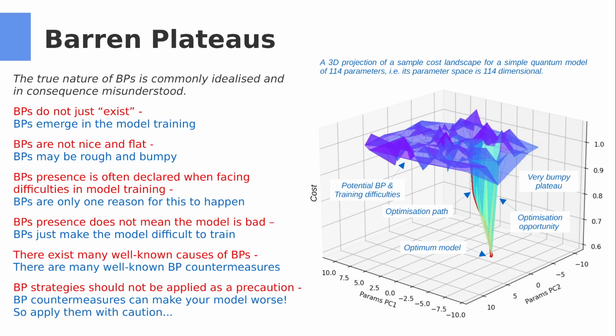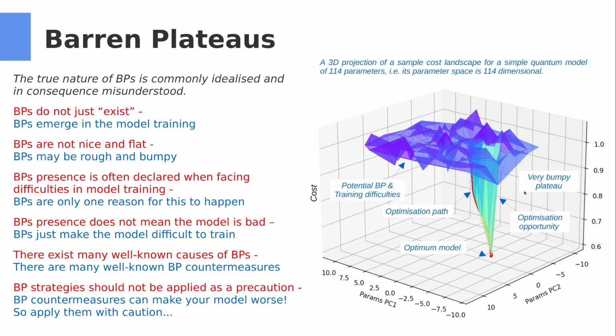and that plateau is not always nice and flat and smooth. It could be initially bumpy. As the size of the model grows, that plateau may get smoother and more difficult to deal with. Just a few comments about the nature of barren plateaus. They don't just exist. They usually emerge in the model training. They're not always nice and flat. They could be rough and bumpy.